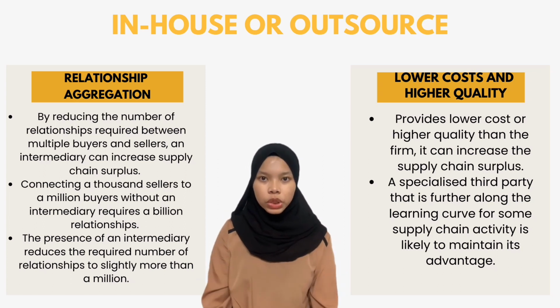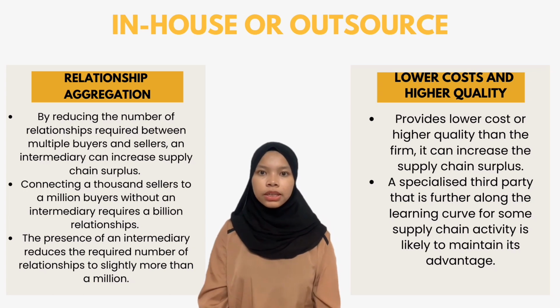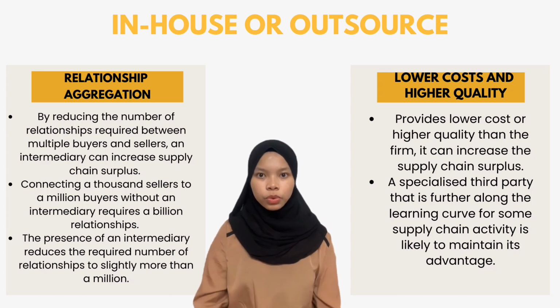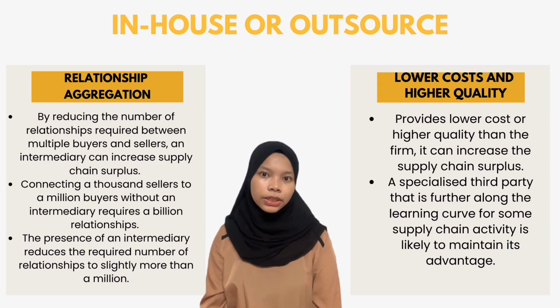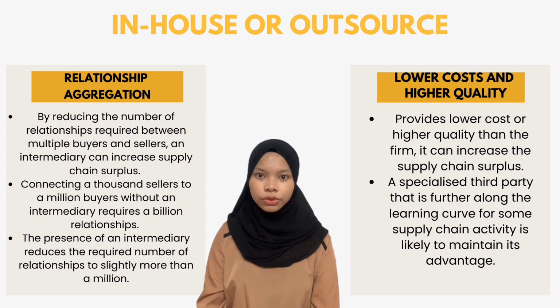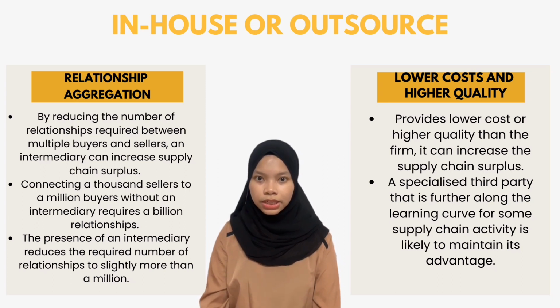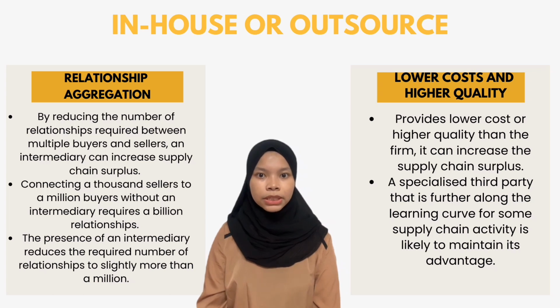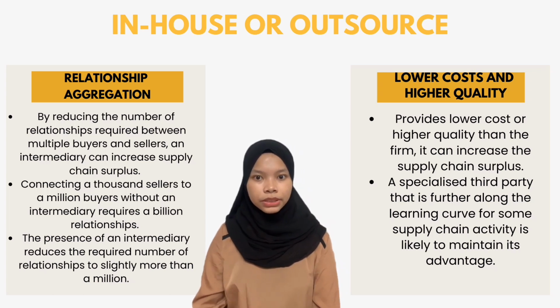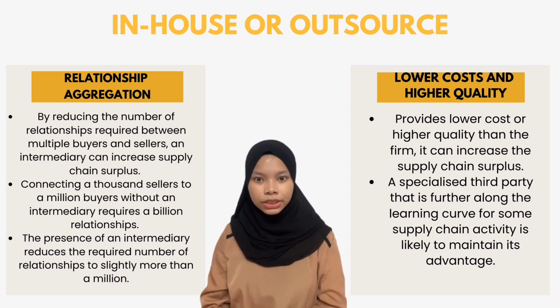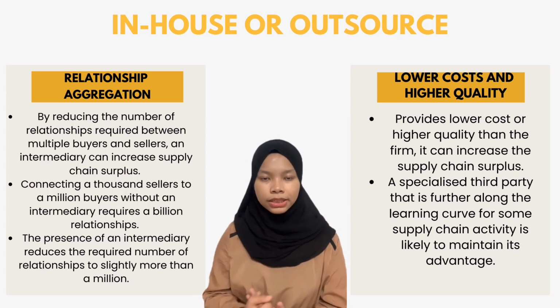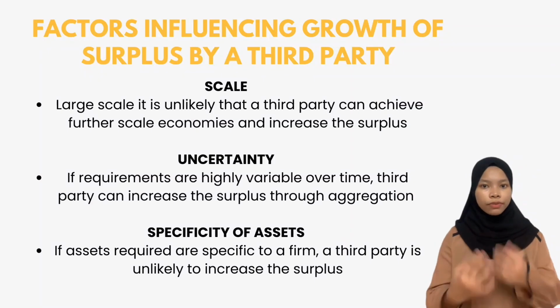The last one is lower cost and higher quality. If a third party provides lower cost or higher quality than the firm, it can increase the supply chain surplus. If these advantages result from specialization and learning, they are likely to be long-term. Over time, a specialized third party that is further along the learning curve on some supply chain activity is likely to maintain its advantage. Now we move to the factors.